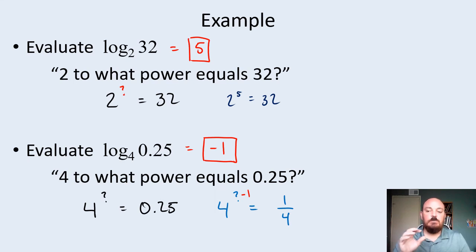So there's 2 examples of log questions that you could do in your head. The first one was pretty straightforward because it was a whole number answer. The second one shows how it can be a little bit tricky. You've got to think, okay, that 0.25 is actually 1/4. It's going to be a negative exponent. The answer was -1.